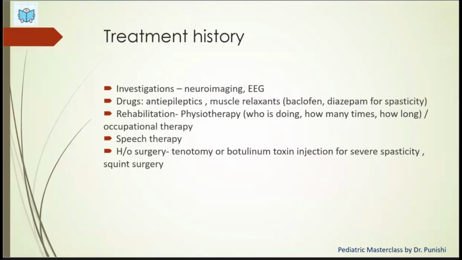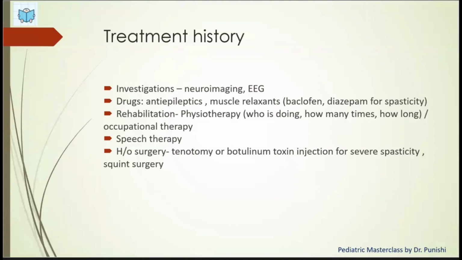Now, treatment history is very important, as to what investigations have been done until now. Let's say the child has a history of seizures. Has the child received any neuroimaging, has an MRI been done, has the child had an EEG to look for seizure activity, etc.? What kind of drugs is the patient on? Anti-epileptics and muscle relaxants for spasticity. So you have baclofen, diazepam, etc., which are given for spasticity. Check whether the child is receiving any of those medications. And again, I'd like to reiterate that when you have a history of drug intake, always ask about compliance.